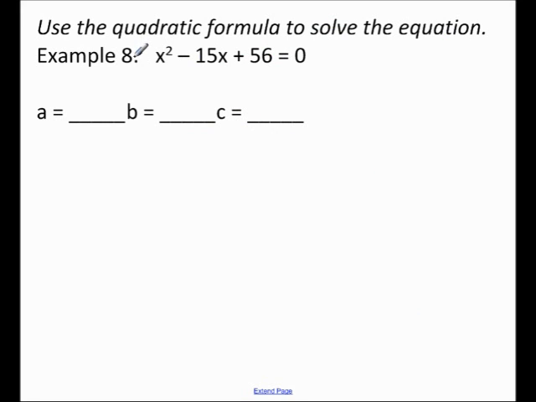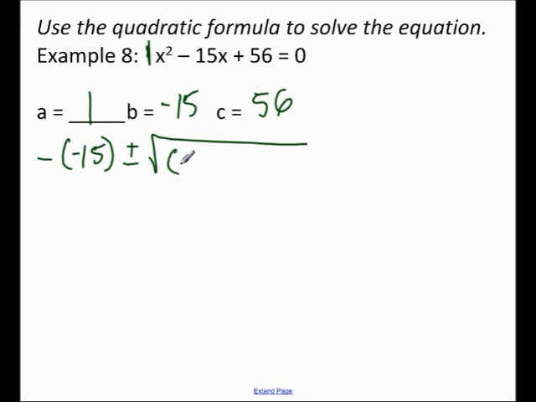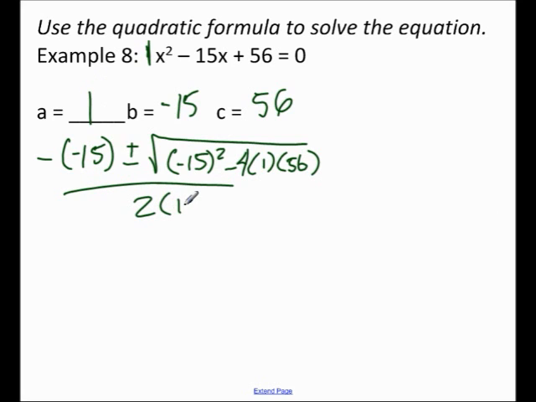So here, example 8. Let's take a look. I've got the 1 here. That's my A. My B is that negative 15, and my C is that 56. So plugging some stuff in. Negative B plus or minus square root of B squared minus 4AC all over 2A. Negative B, which is negative 15, plus or minus square root of negative 15 squared minus 4 times A, 1, and C, 56, all over 2 times A, 1.